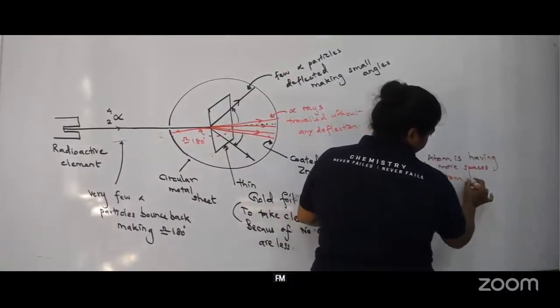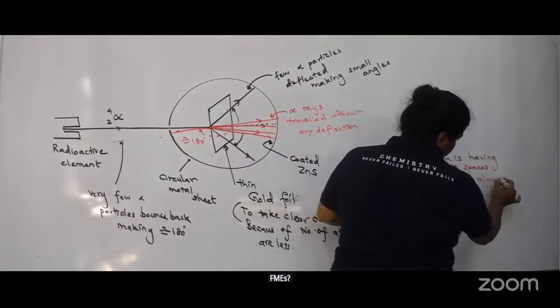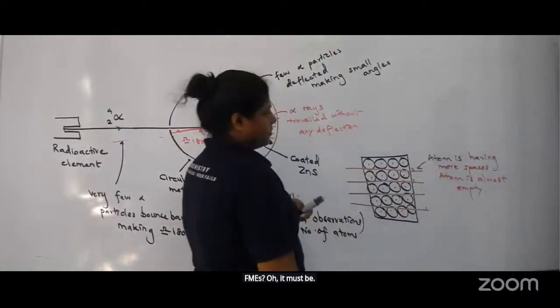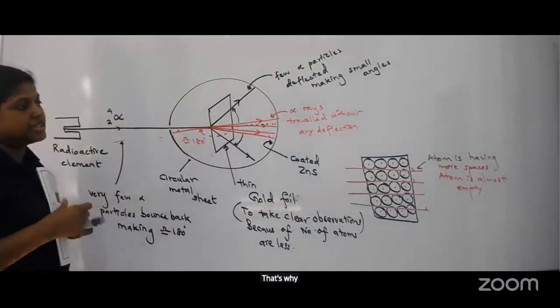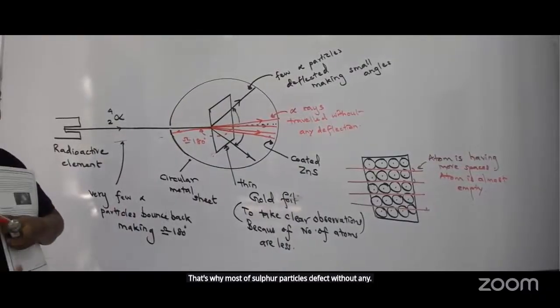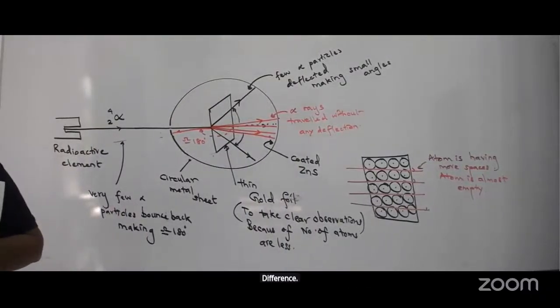Atom is almost empty. That's why most of the alpha particles travel without any deflection.